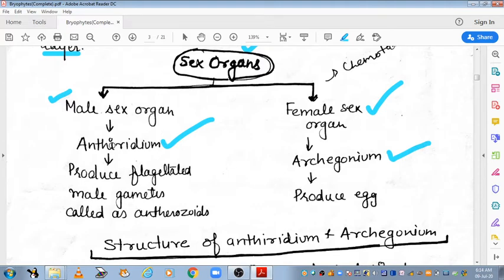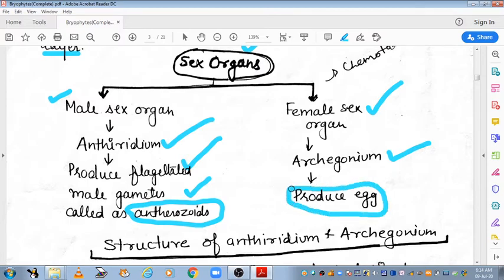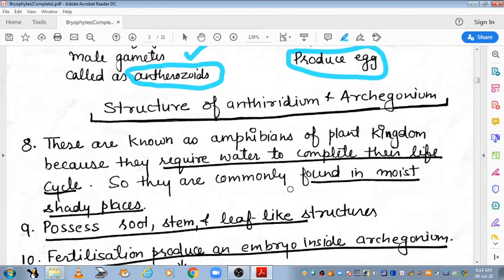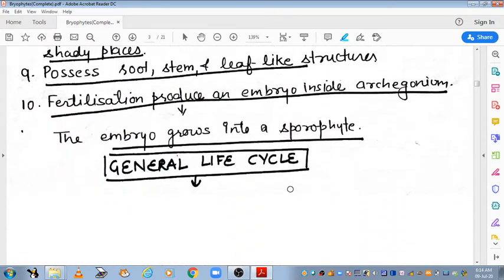The antheridium, that is the male sex organ, produces flagellated male gametes called antherozoids. That is an important point. The male gametes are also known as sperms, but the main term given to them is antherozoids, and inside the archegonium only one egg is produced. Now let's see the structure of antheridium and archegonium.